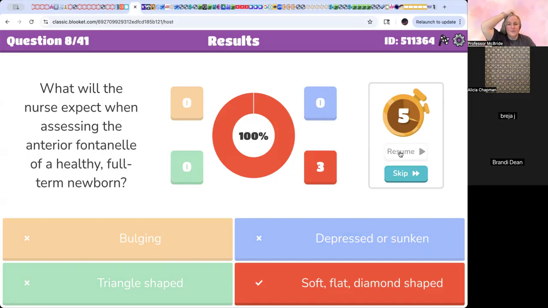Uh, hematoma. Not a hematoma. I'm calling for a friend.